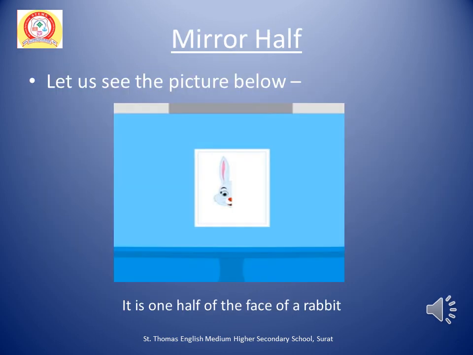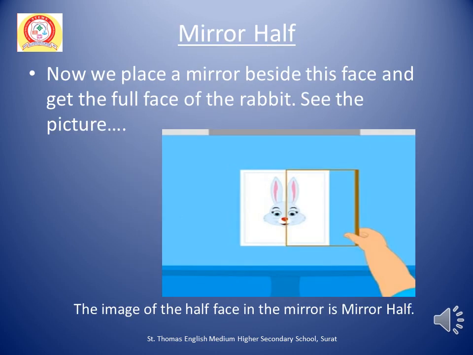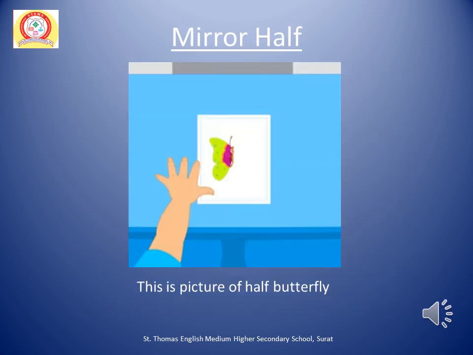Today we will learn about mirror half. Let us see next what it means. Let us see the picture below. It is half of the face of a rabbit. Now we place a mirror beside this face and get the full face of the rabbit. See the picture. The image of the half face in the mirror is mirror half.